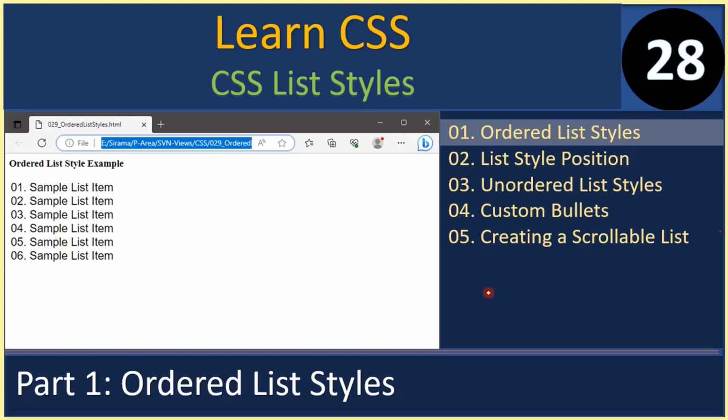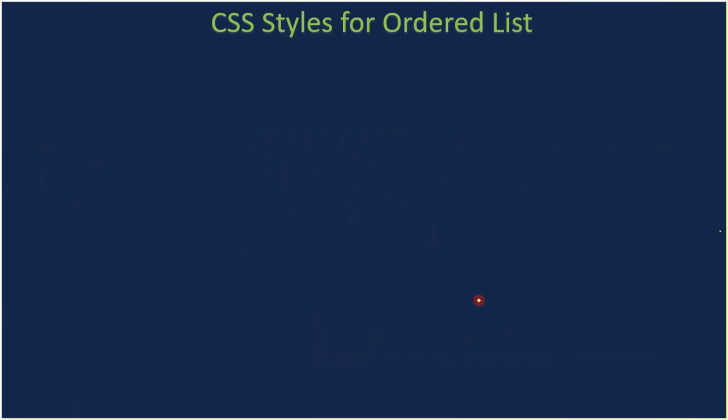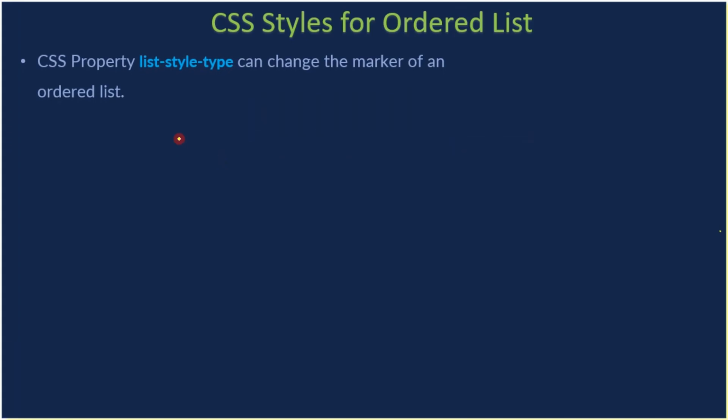In this sub-series, we will learn some of the list styles and how to apply CSS rules for the list. The CSS property list-style-type can change the marker of an ordered list.